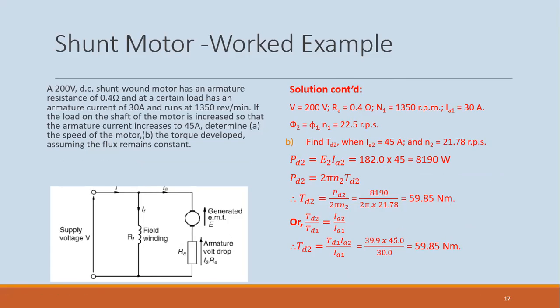All right. So using the 8190 that you had found and relating it to 2 pi n2 TD2, I can find TD2 from that. That works out to be 59.85.